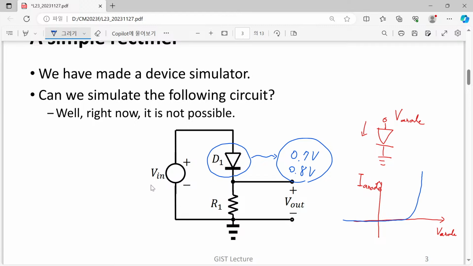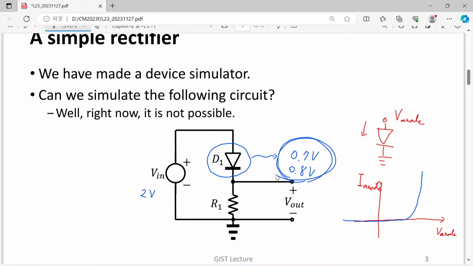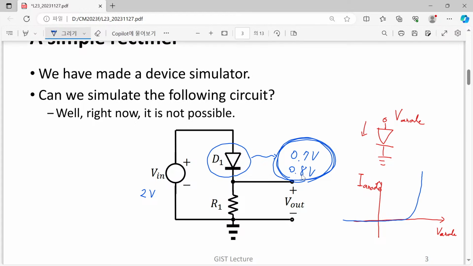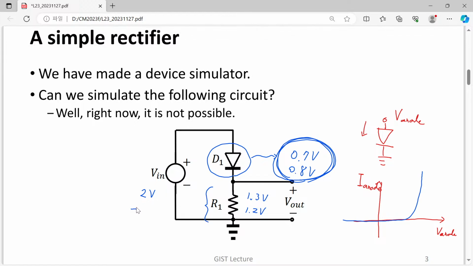So if we, for example, apply 2 volts to this V in, then what will happen? If this diode consumes such an amount of voltage, then the remaining voltage, like 1.3 volts or 1.2 volts, is just applied to this resistor. So think about this one. Now we want to introduce additional voltage, 2.1 volts. Then we have 0.1 volt additionally.